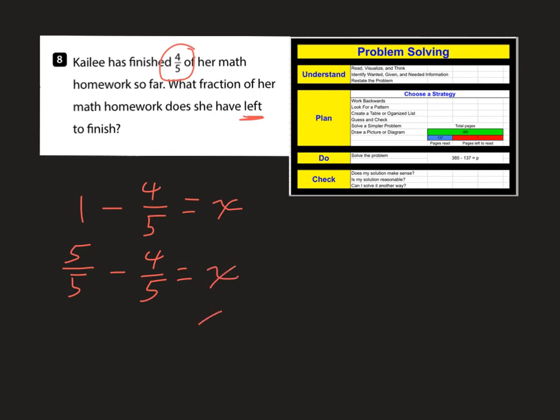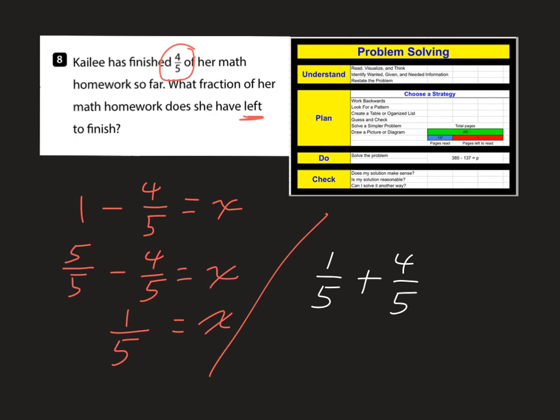So we have our equation with our variable and 2 fractions. Denominators stay the same. 5 minus 4 will give me 1. So 1/5 is what she has left. Let's go ahead and check our work here. You have 1/5 is what she has left plus what she has already completed, and this should equal 5/5, which is equal to 1 whole.